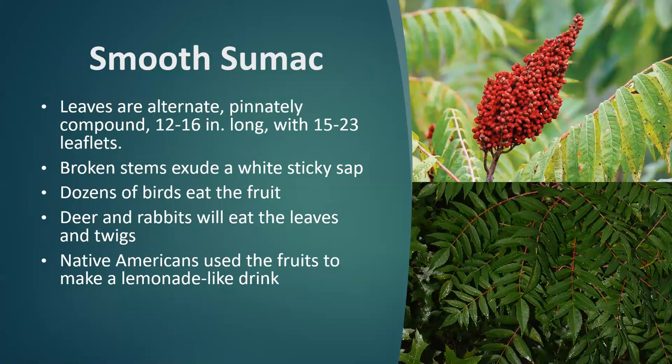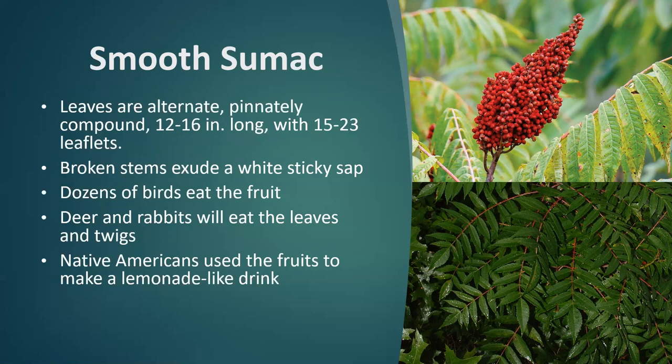Next up is smooth sumac. So the leaves on this one are alternate, pinnately compound, about 12 to 16 inches long, with about 15 to 23 leaflets. Broken stems also do exude white sticky sap. So I stand corrected with the previous one, white mulberry. Dozens of birds eat the fruit. Deer and rabbits will eat the leaves and twigs. And Native Americans used to use this to make a lemonade-like drink.